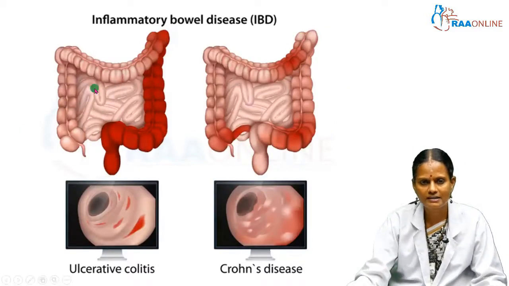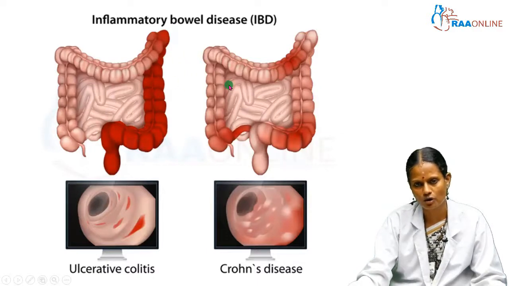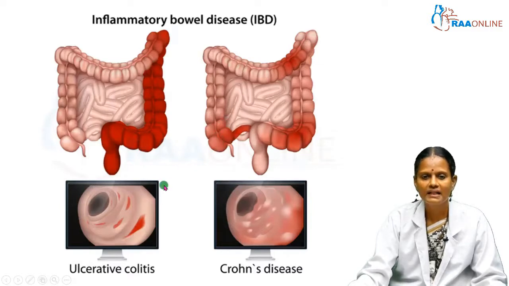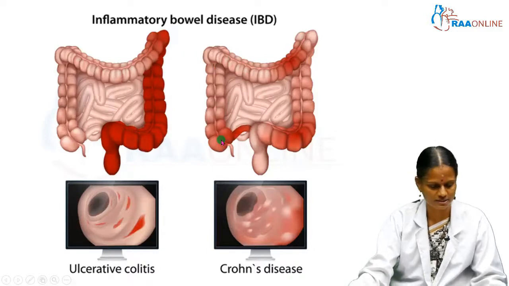This is ulcerative colitis, this is Crohn's disease. Ulcerative colitis involves the left side of the colon, the rectal and the sigmoid region, whereas Crohn's disease is more common in the terminal ileum. Ulcerative colitis produces continuous lesions, whereas Crohn's produces patchy lesions in between normal intestinal mucosa. So it is characteristically described as skip lesions.